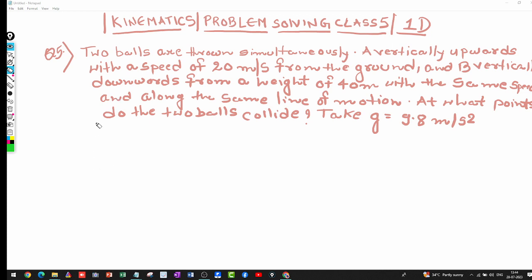So the question is, two balls are thrown simultaneously, A vertically upward with a speed of 20 meter per second from the ground, and B vertically downward from a height of 40 meter with the same speed along the same line of motion. So you have to note it down: with the same speed and along the same line of motion, at what point do the two balls collide? And take g equal to 9.8 meter per second square.